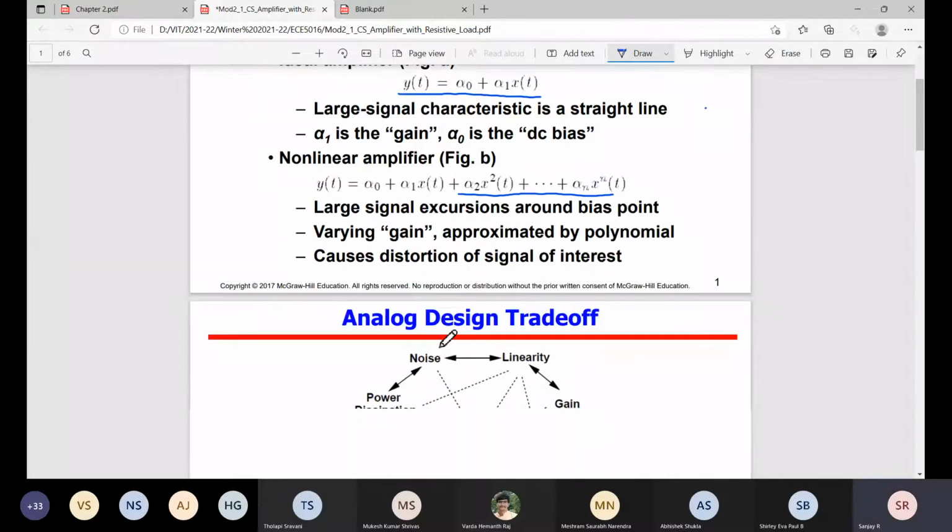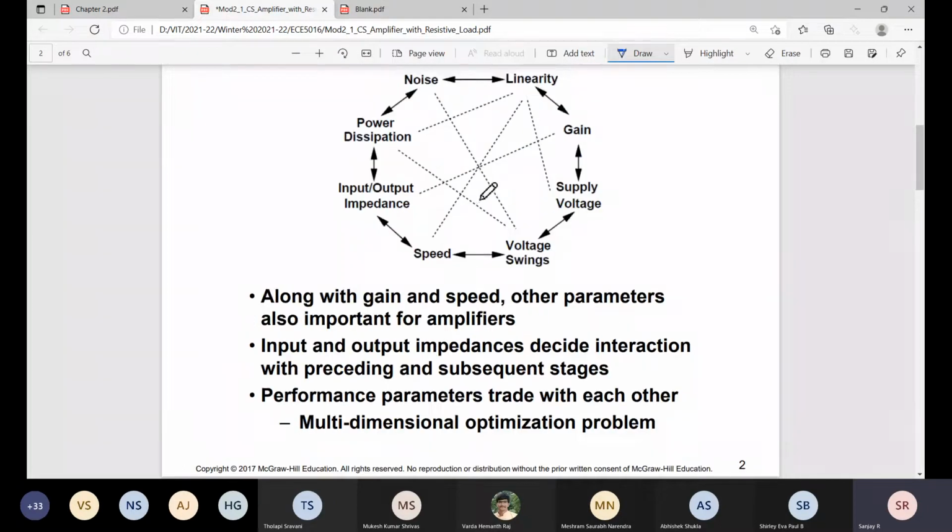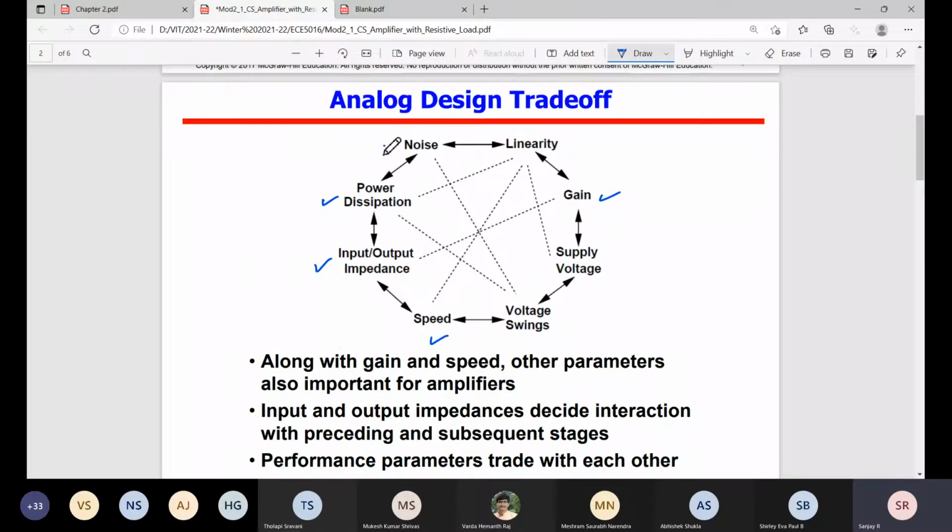Now when you are analyzing an analog circuit, there are multiple performance metrics we need to consider. The first one is gain. The second thing is speed. Then how much power dissipation there should be, how much input and output impedance there should be. What about noise? That is also important, and linearity. So when you design an analog circuit, we need to consider multiple performance metrics.